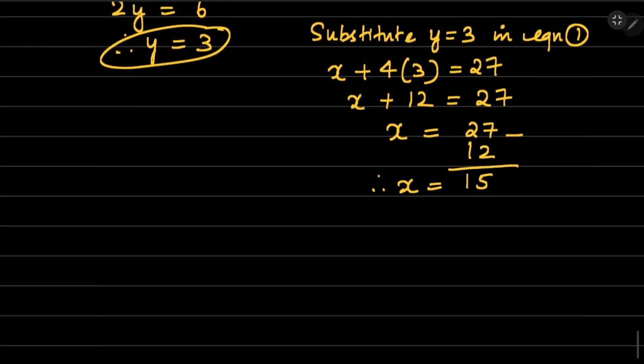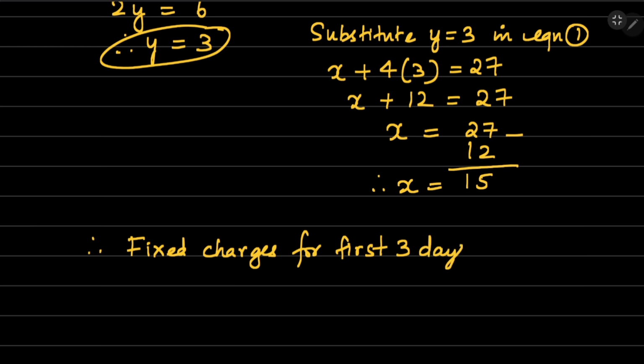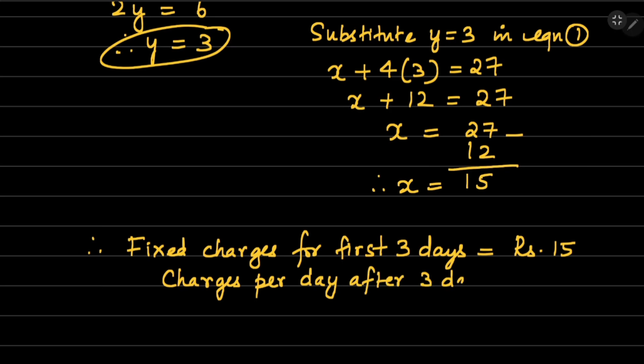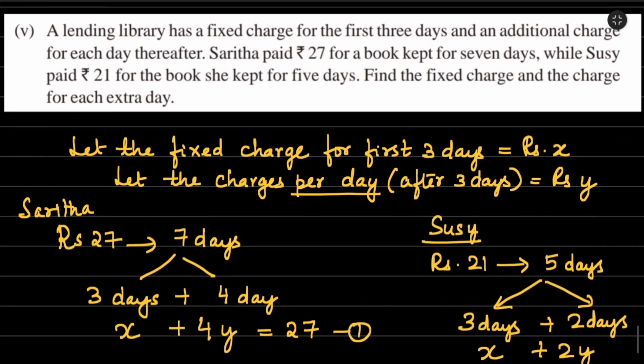So what is asked? x is nothing but the fixed charge. Therefore the fixed charge for the first 3 days will be rupees 15, and the charge per day after 3 days will be rupees 3 for every extra day, right? After 3 days, per day you have to pay rupees 3. So that is your x and y, right?